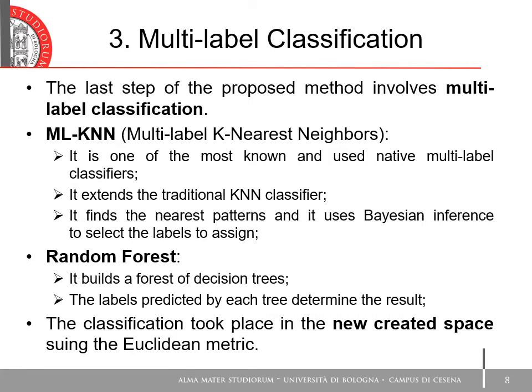In the last step, a multilabel classifier is trained. Of course, the new space should be able to facilitate classifiers' tasks by maximizing performance. Multi-label k-nearest neighbors and random forest are the chosen algorithms. Multi-label KNN is one of the most known and used native multi-label classifiers. It extends the traditional KNN classifier and it uses Bayesian inference to select the labels to assign. Random forest builds a set of decision trees where each tree predicts the label to assign.